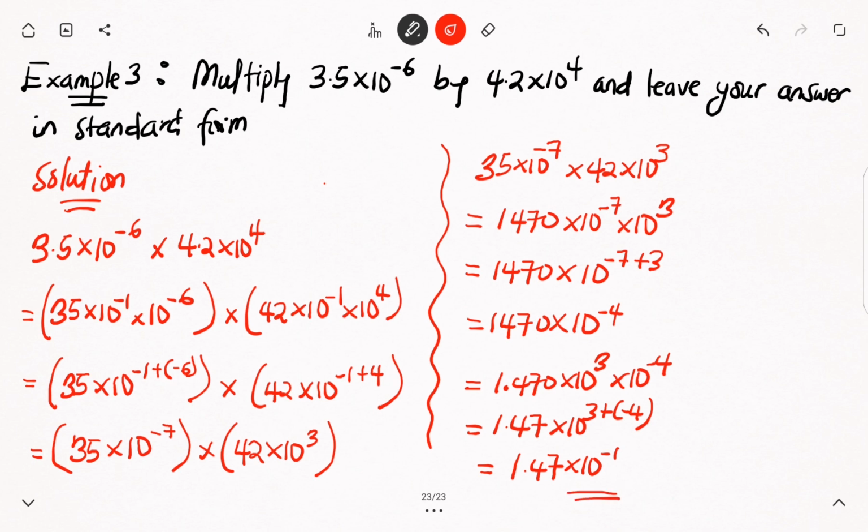So this becomes my answer to the expression I've been given above by multiplying these two figures. So thank you so much for watching. This is how we simplify mathematical expressions involving numbers in their standard form.